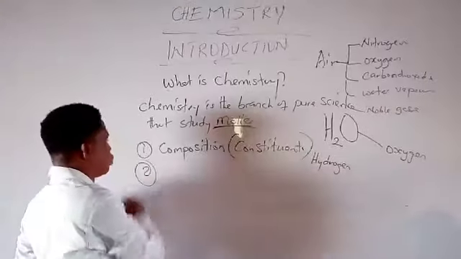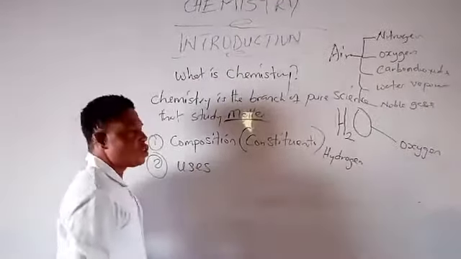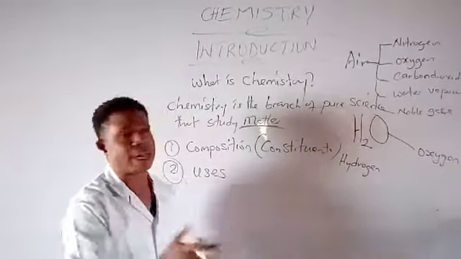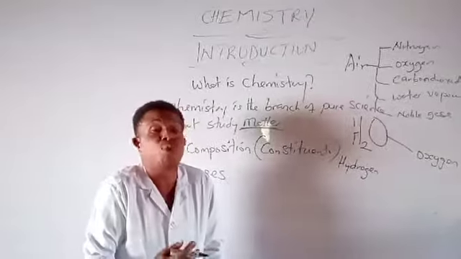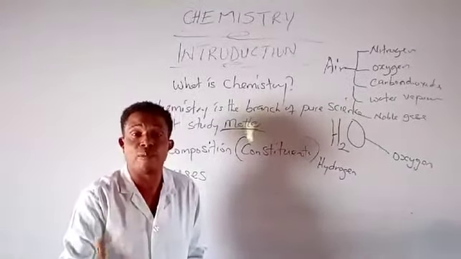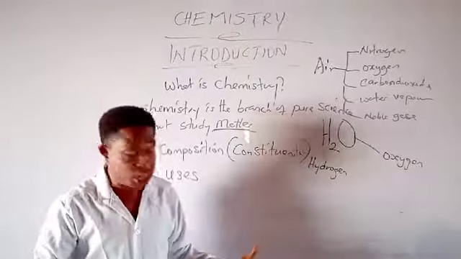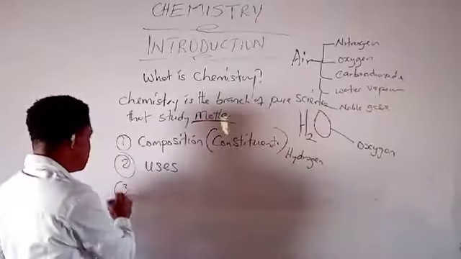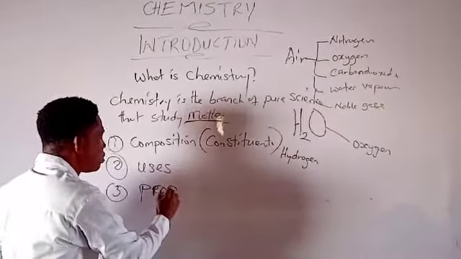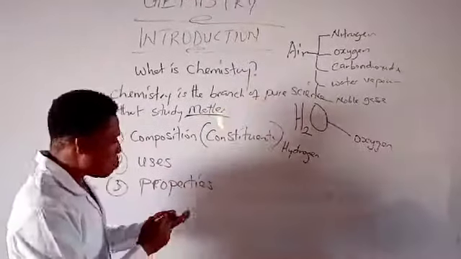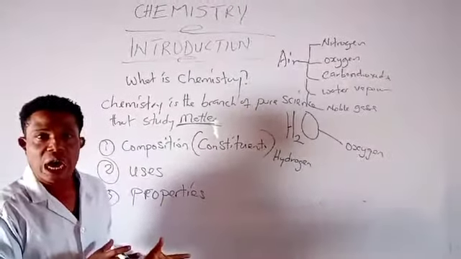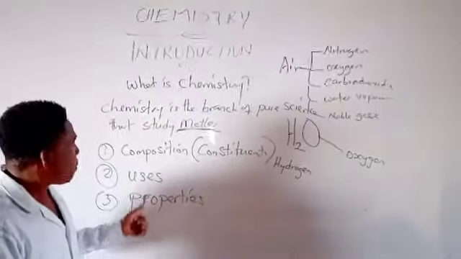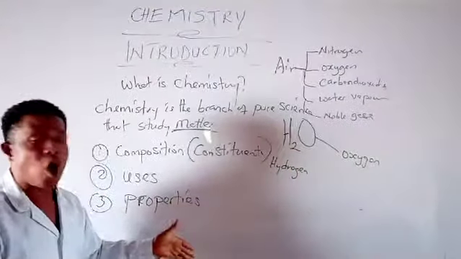Number two, we study uses. Uses have to do with the application, the function. The uses of matter. For example, in chemistry, we produce fertilizer. It is used in our farm to increase productivity. So as a chemist, we study the uses of matter. Number three, properties. Properties have to do with behavior. How does matter behave? So in studying properties, we study the behavior of matter.